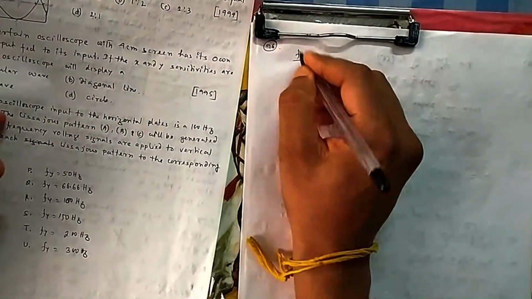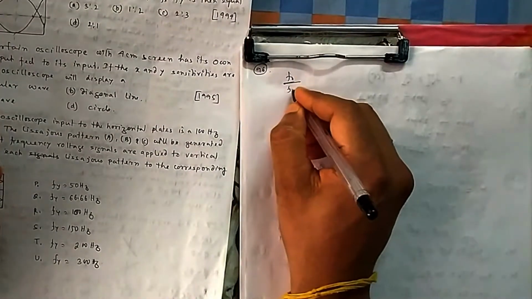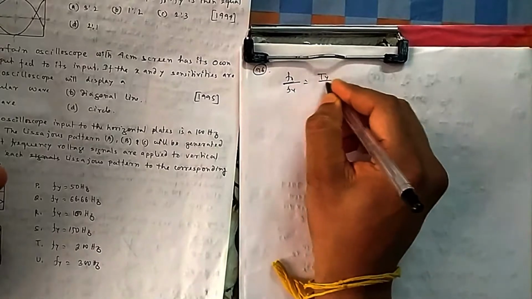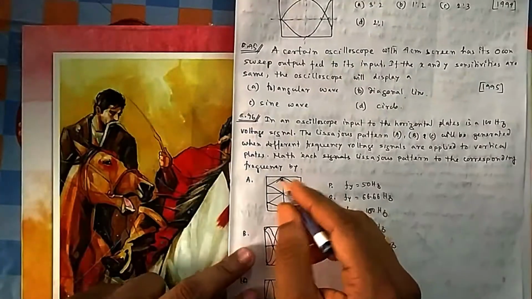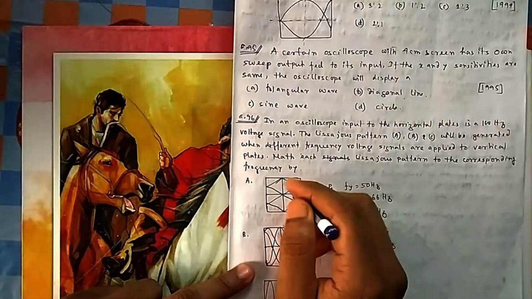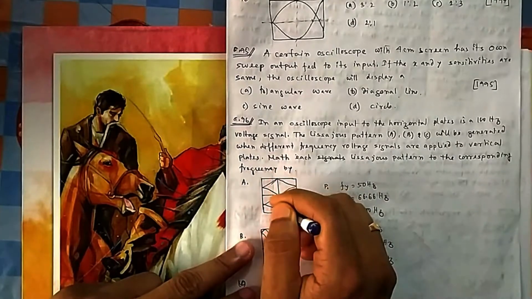So you have to find the frequency of the vertical signal. You know fx by fy, which we have discussed. The signal frequency at x divided by the signal frequency at y is equal to the number of intersections at y divided by the number at x. So you start one by one. For the first one, you draw a vertical line so that the maximum cut occurs. If I draw a vertical line here, the maximum cut will occur.